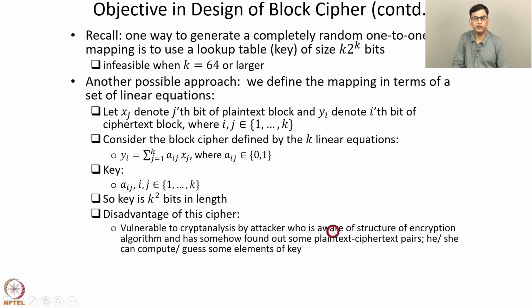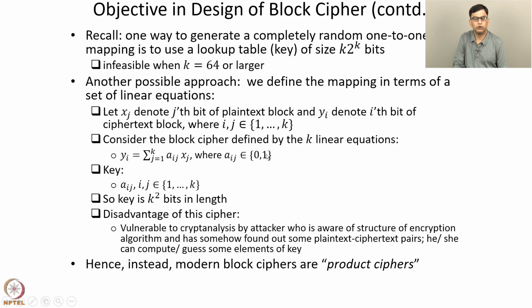So sometimes it is possible for the attacker to guess the plaintext corresponding to a particular ciphertext. In that case, the attacker, as we just discussed, will be able to guess some of the parts of the keys, that is, some values of aij. So hence, we don't use a system of linear equations to transform the plaintext to the ciphertext.